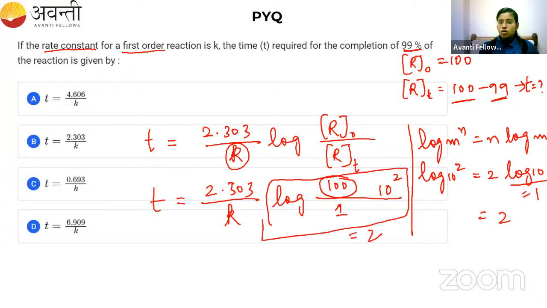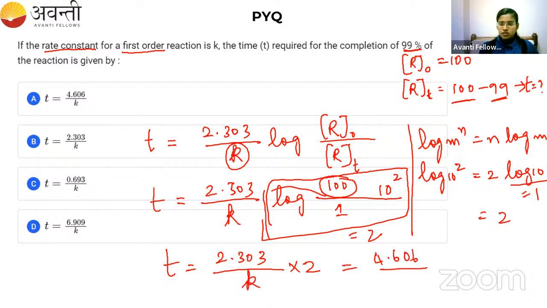Log 1 will be 0, so we will not consider that. So the answer for this entire term is 2. Now T is equal to 2.303 divided by K into 2. So 2 into 2.303 is how much? 4.606 divided by K. In which option is this answer given? Option A. T is equal to 4.606 divided by K is the correct answer.